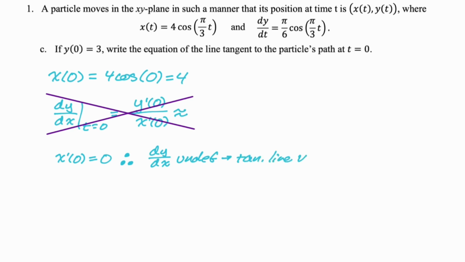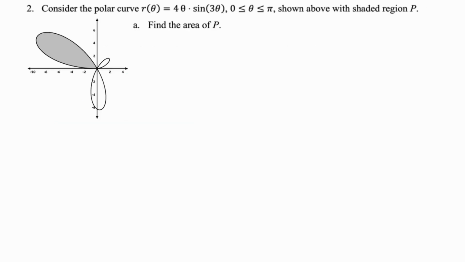And so we just need to write the vertical line through t equals 0. The vertical line through t equals 0 is going to be whatever x was, which was 4. So our tangent line is going to be x equals 4. So that was a little bit surprising, but what are you going to do? All right, let's take a look at our next problem, which is problem number 2.